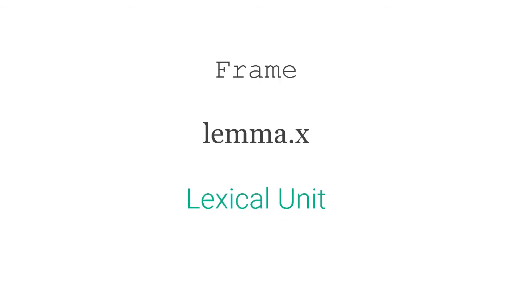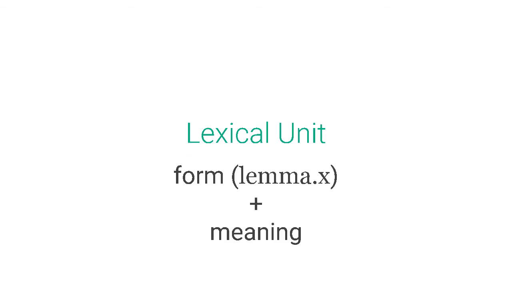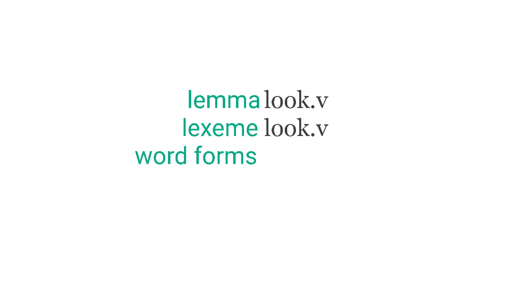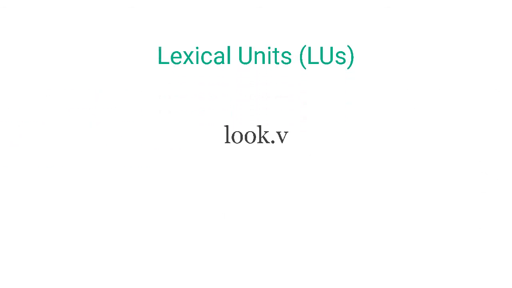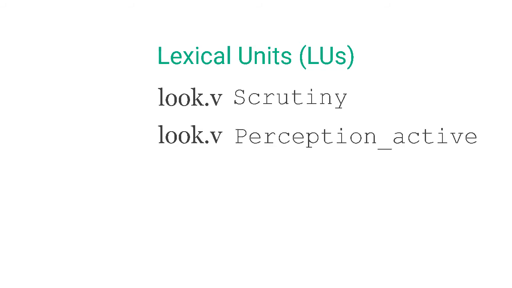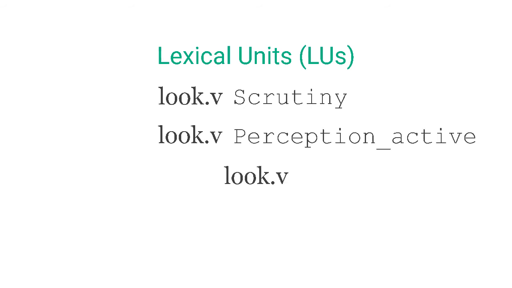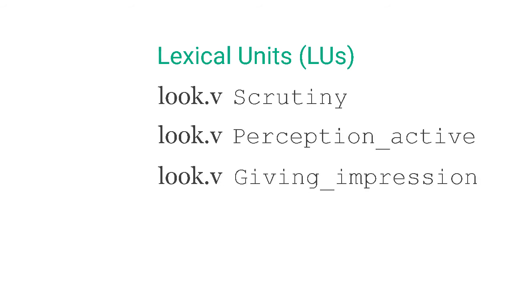A lexeme turns into a lemma when it's assigned to a frame to form a lexical unit. A lexical unit is the combination of form, the lemma, and the meaning in a given frame. So, for instance, the lemma look, composed by the lexeme look, whose word forms are look, looks, looked, and looking, is the formal side of 3 lexical units: look, evoking the scrutiny frame; look, evoking the perception active frame; and look, evoking the giving impression frame.